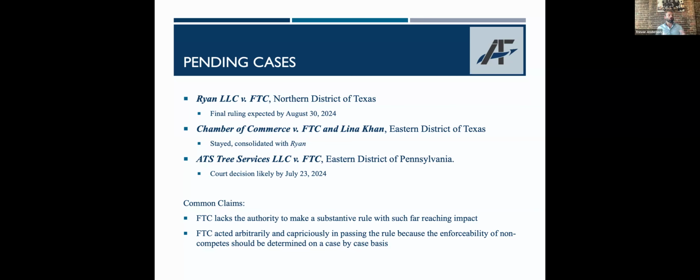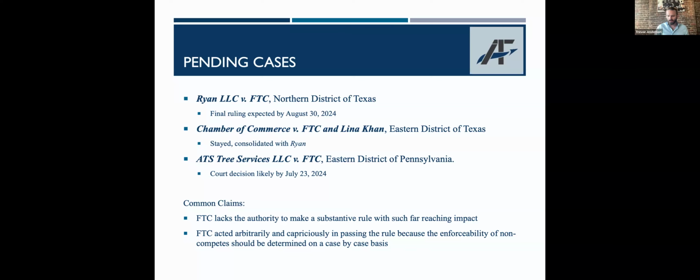But one thing to keep in mind is all these cases have very similar claims. First, they're asserting that the FTC lacks the authority to make such a substantive rule with far-reaching impact, which means the law that created the FTC and empowers the FTC did not give them this authority. The second one, which is a common challenge in these types of situations, is that the FTC acted arbitrarily and capriciously, okay, in passing the rule. That means that the rule wasn't reasonable, it wasn't tailored to specific events, and essentially is overly broad.